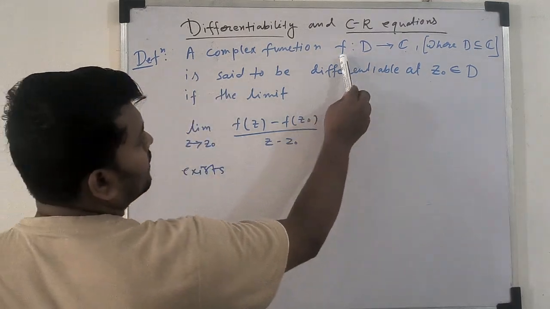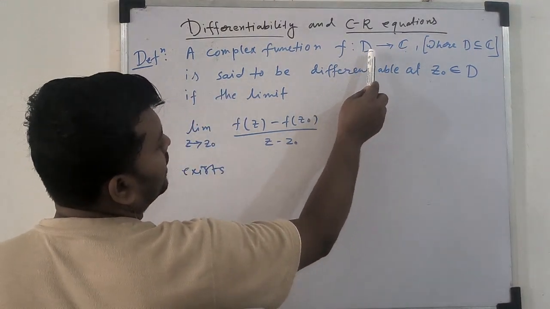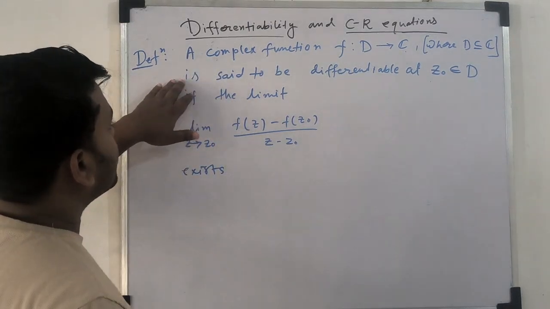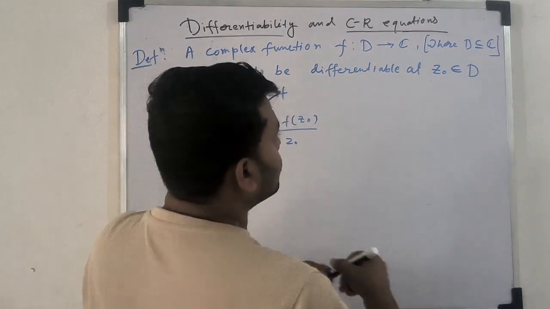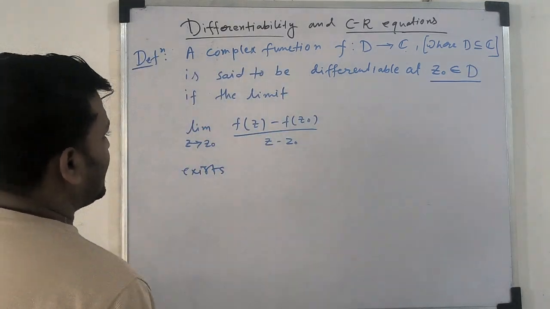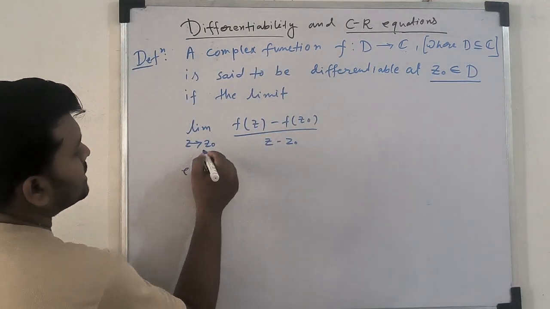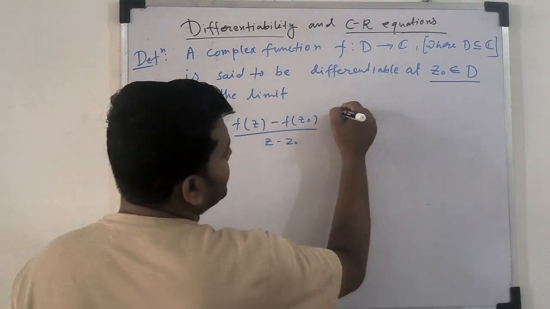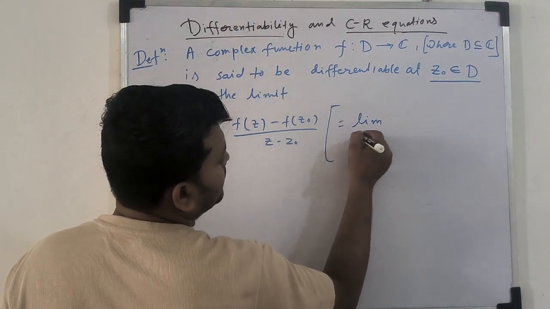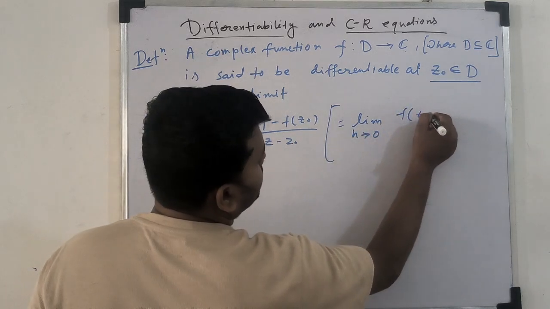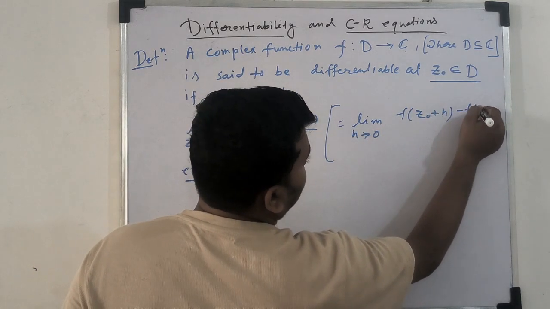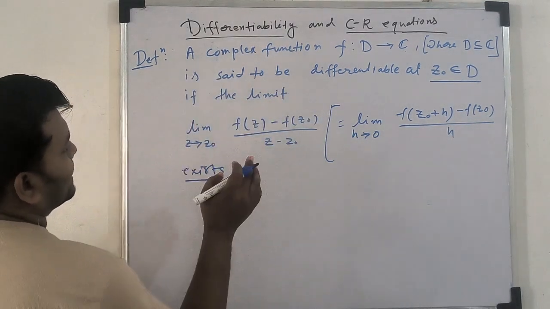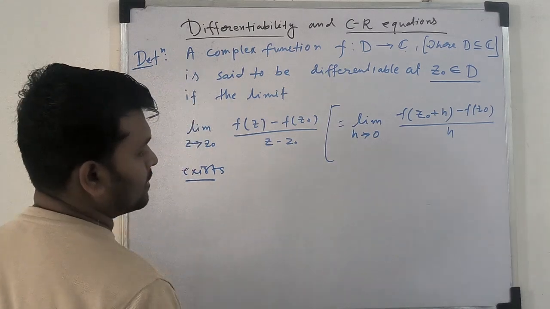A complex function f from D to C, that is, this function is defined on this set D, which is non-empty and a subset of the set of complex numbers. This function is said to be differentiable at z0, where z0 belongs to this set, if this limit, z tends to z0, f(z) minus f(z0) divided by z minus z0, exists. This limit can also be written as the limit h tends to 0 of f(z0 plus h) minus f(z0), divided by h. So whenever this limit exists, we say this function is differentiable.